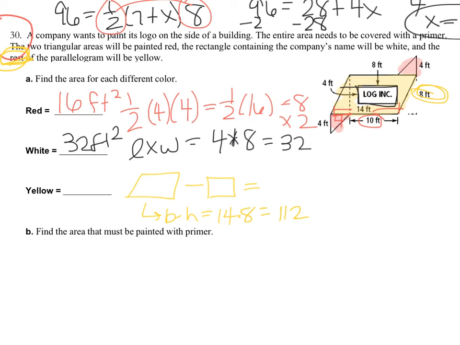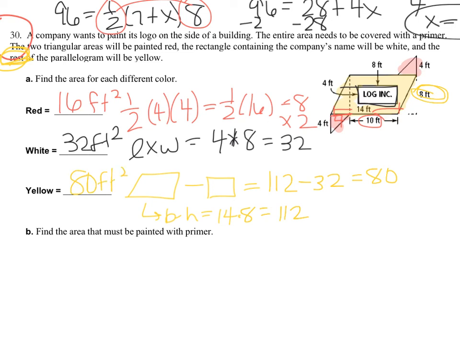But that's not your final answer for the yellow part. You have to take off the rectangle because it's not part of the area that's being painted yellow. It's being painted white. So take that off, and that's where 80 feet squared comes from.